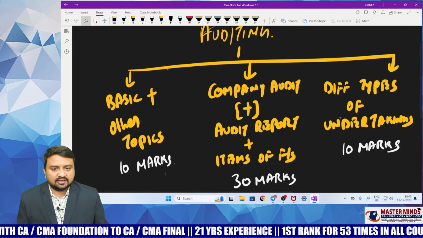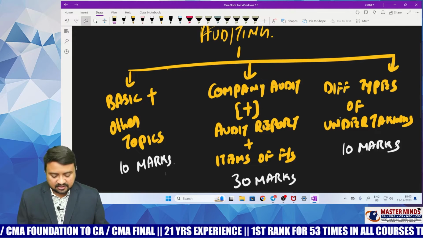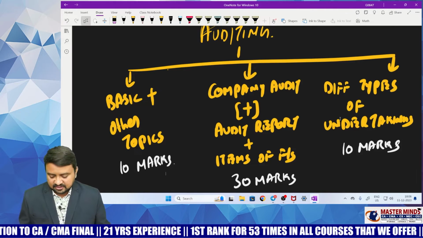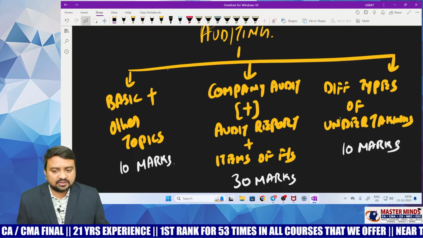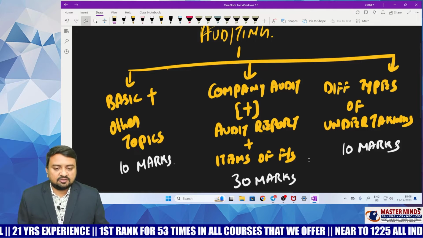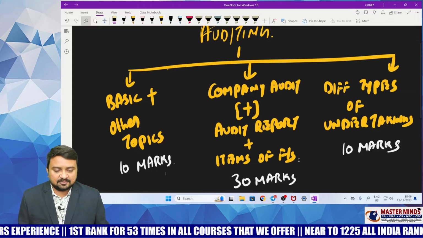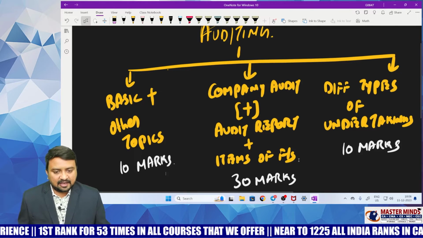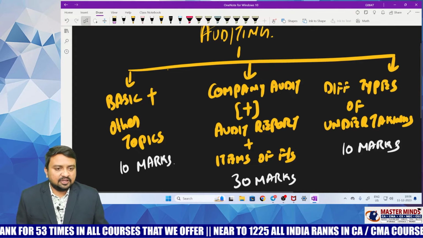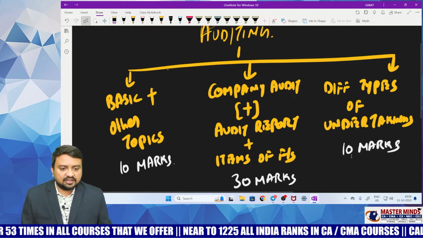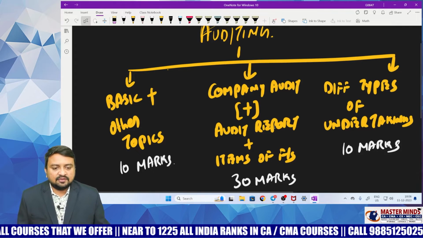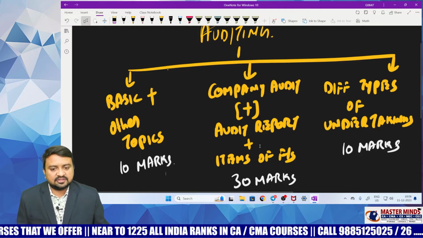Suppose you are able to allocate 4 hours for the auditing subject, then the weightage of subject chapters is in this manner. Basic chapters and all other topics together carry only 10 marks, whereas company audit plus audit report plus audit of different items of financial statements, P&L items, and balance sheet items, these 3 chapters account for 30 marks. Then audit of different types of undertakings accounts for 10 marks. If you are allocating 4 hours for auditing, you should obviously spend 2.5 hours on this.